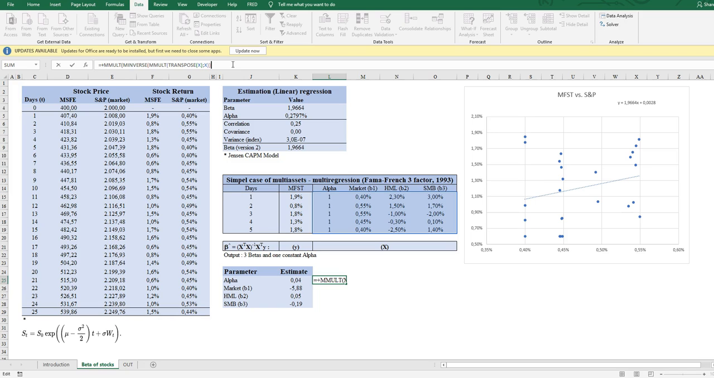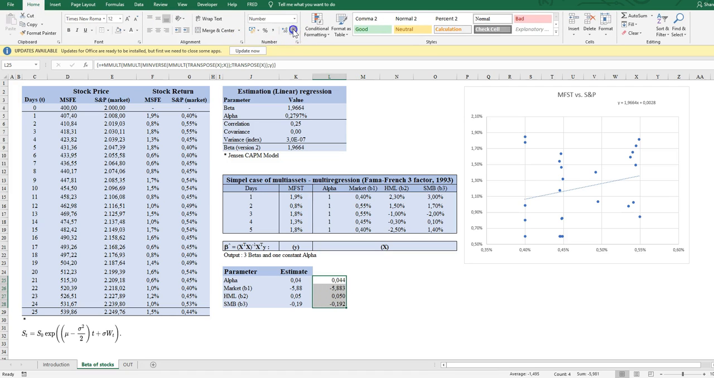And once we have the minverse, we have the mmult times the transpose X. And if this doesn't work, then we will just leave it. And the last one, Y. Okay, there we go. So you see, they are the same numbers, slightly different arrays.